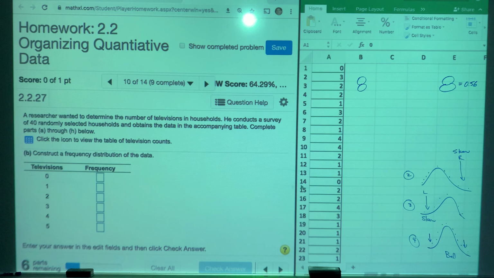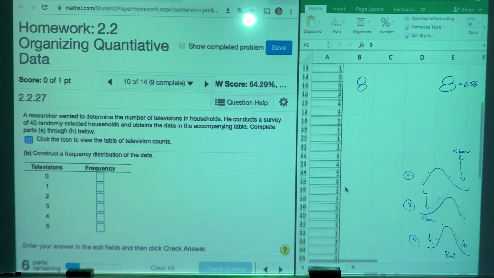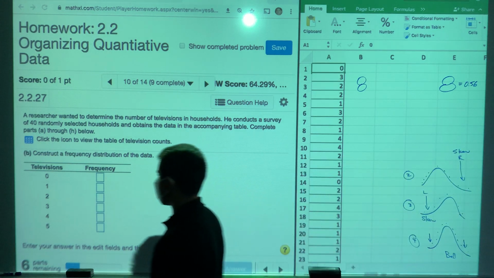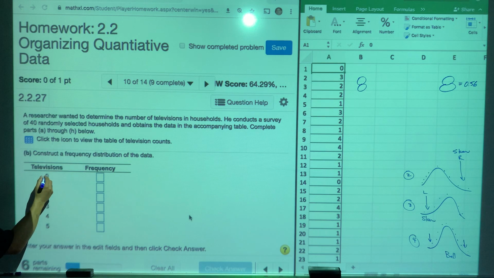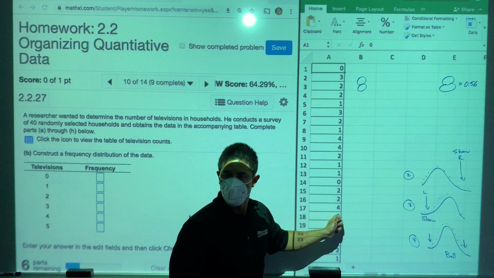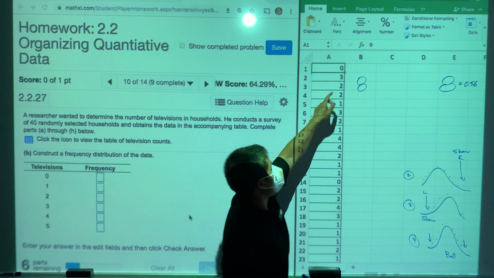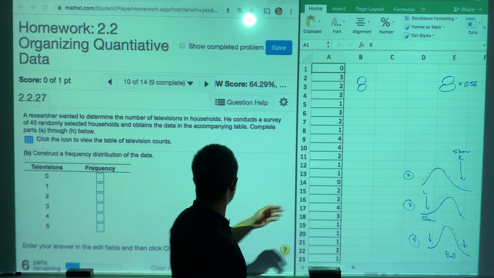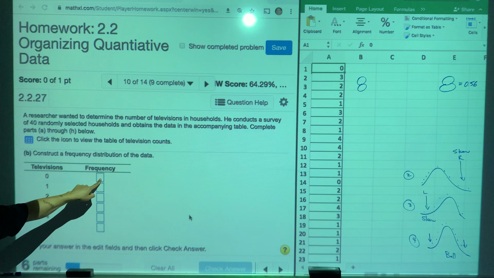This is a little bit tedious. So you can do yours, you can do mine. I need to go through all of these. Ready? So how am I going to create my frequency distribution? First and foremost, here's the first class of 0. These are the families that reported they have no TVs in their house. I need to go to my frequency and find out how many zeros I have in my data set. The number of zeros I have in the data set goes there, and so on and so on.